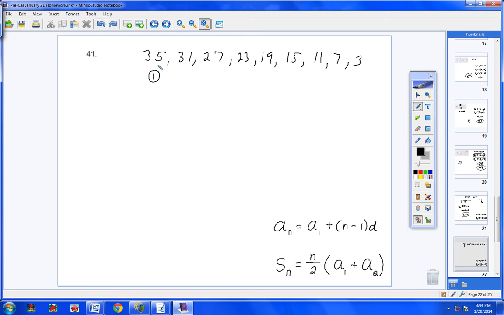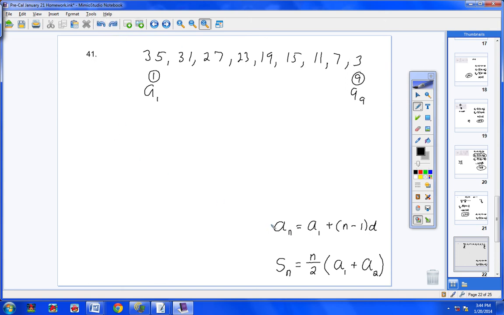So our first row has 35 plants, and our last row has 3. How many rows? How many terms? 1, 2, 3, 4, 5, 6, 7, 8, 9. So it's my 9th term right here, A subscript 9. Now the question said, how many plants are in the last row? We found it. That's done. There are 3 plants in the last row.